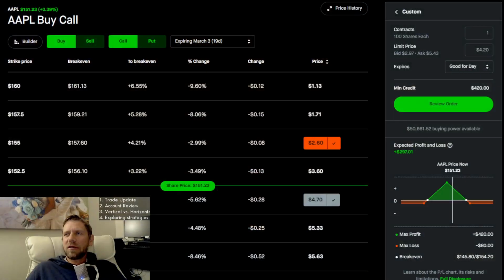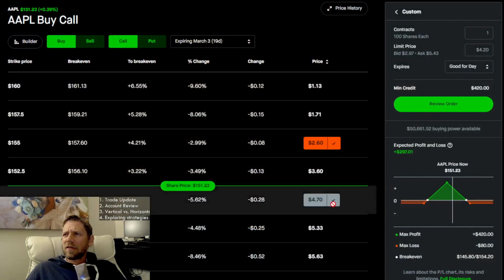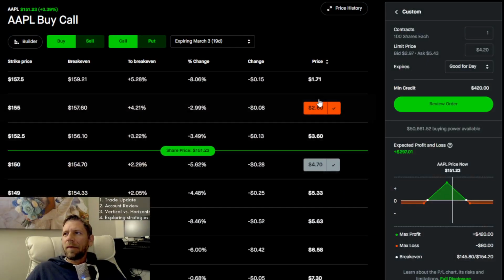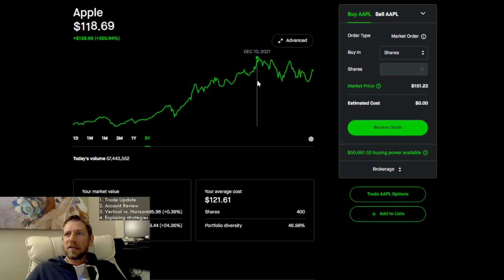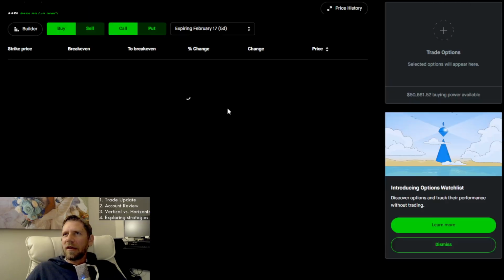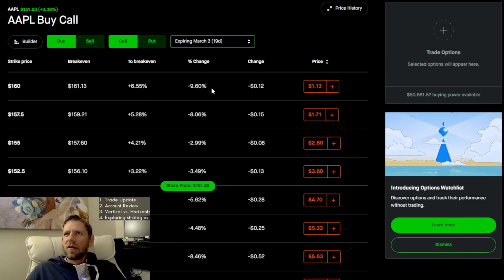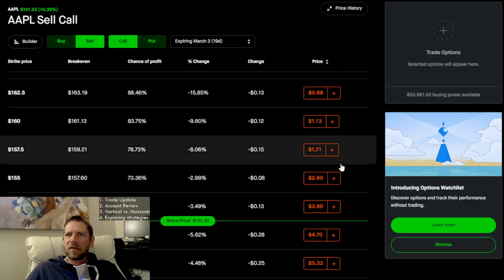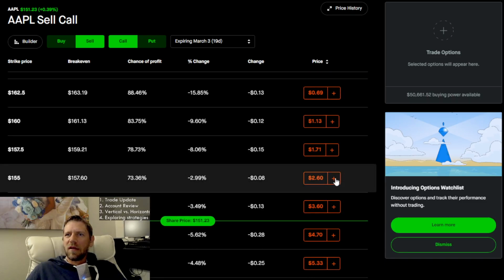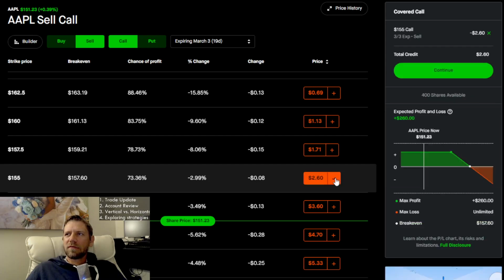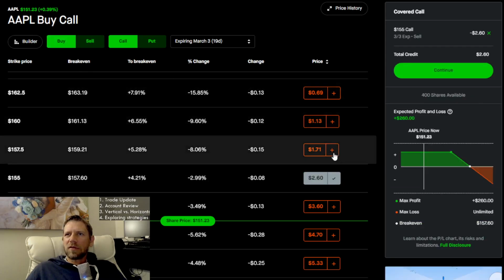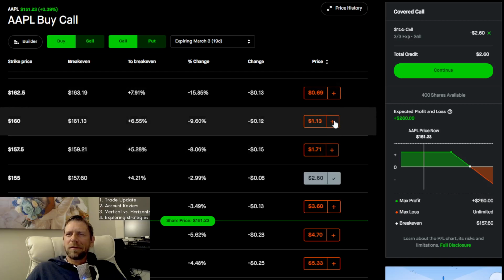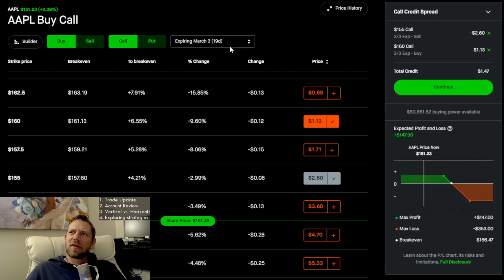So let's actually build Iron Condors here. The difference is going to be, instead of picking the same strike price, let's actually reset and build one from scratch. Let's go to the March 3rd again. And what we're going to do is sell a call somewhere above the strike price, right? So let's say at 155. And then we buy one on top. Let's go $5 above at 160.